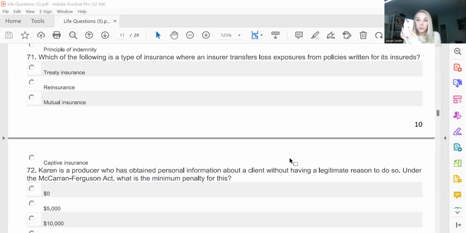If this company that bought the policy from NLG only exists for the purpose of reinsurance, they're called a captive insurer. They don't see clients and write policies on clients themselves. They're a captive insurer. So that's how those two tie together.